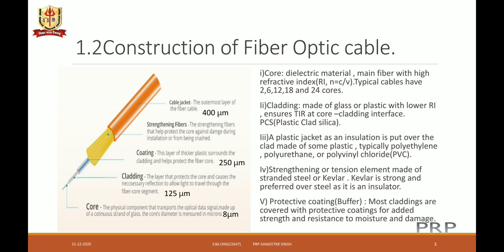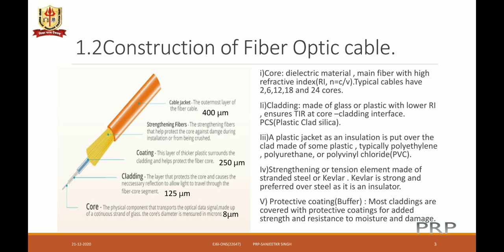It is also given as refractive index is equal to c by v, where c is the velocity of light in free space for the given light and v is the velocity of the light in the given medium. So a typical cable will have either 2 or 6 or 12, 18 and 24 cores, and the core could be of the diameter 8 micrometer. 1 micrometer is 1 millionth part of a meter.